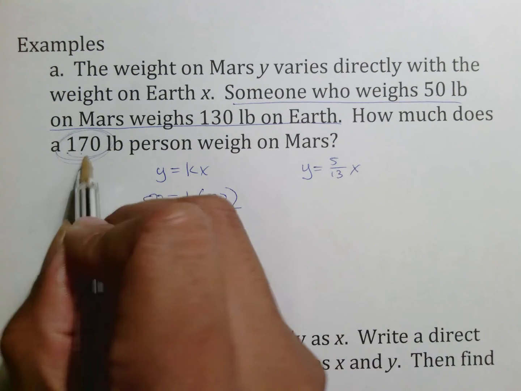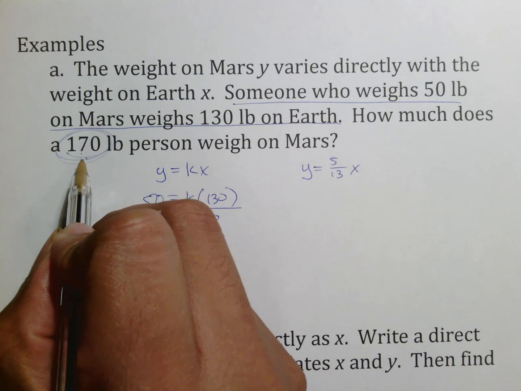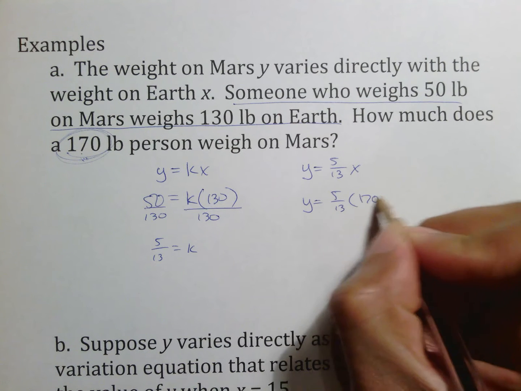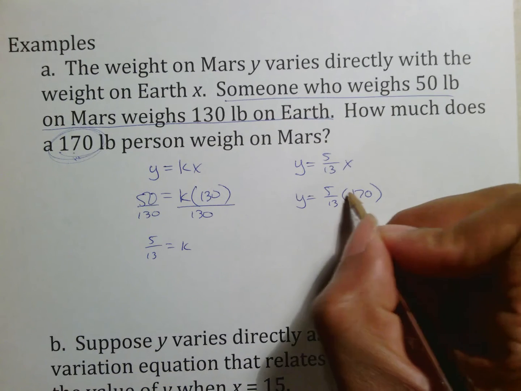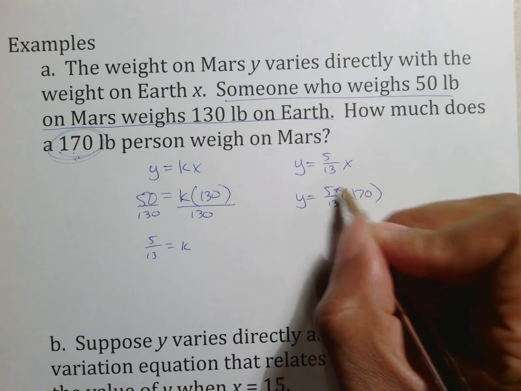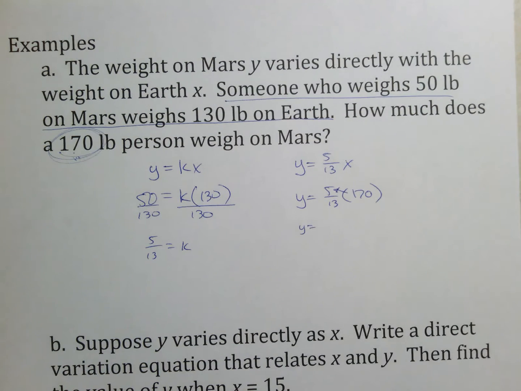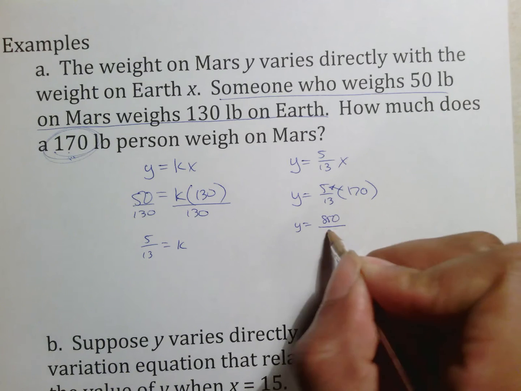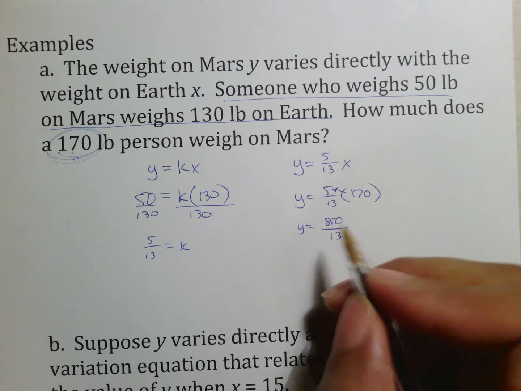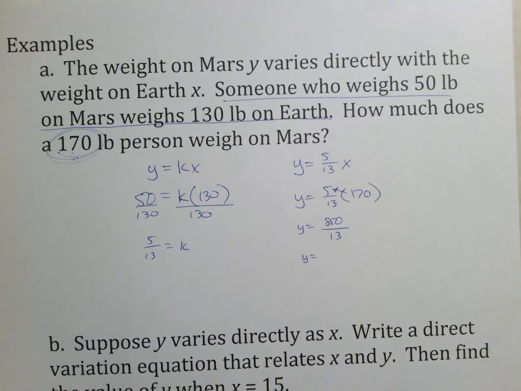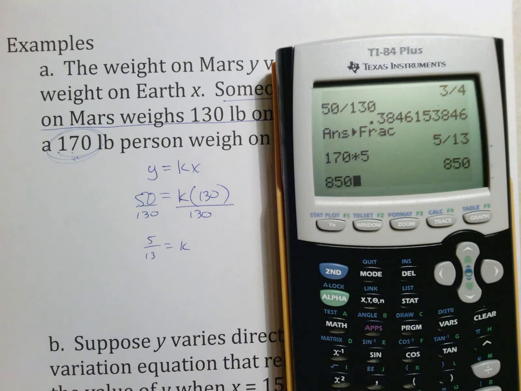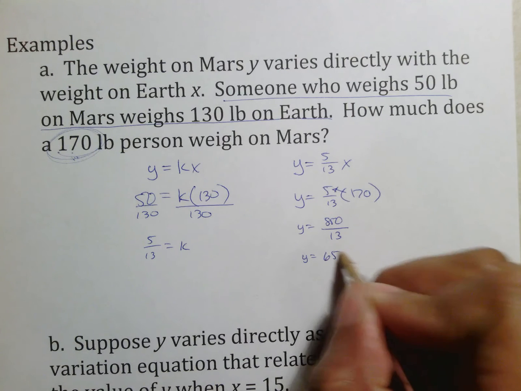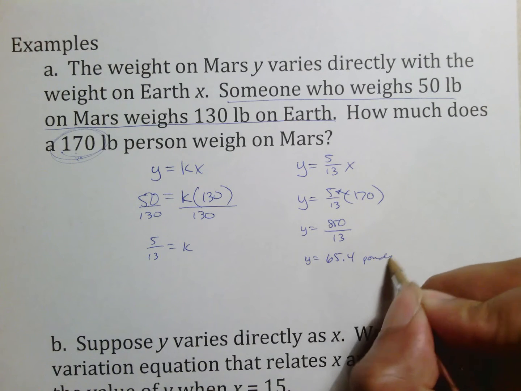Of course, we're talking about a person on Earth that's 170, which means that this 170 goes in for x. So we put y equals 5 over 13 times 170. The way I taught you to do it was that anytime you multiply a whole number times a fraction, it multiplies to the top. And so we do 170 times 5, which gives us 850 over 13. After that, of course, we never give a weight as a fraction. It should be a decimal because we're talking about weight. Again, using common sense here, 850 divided by 13 is about 65.4 pounds on Mars.